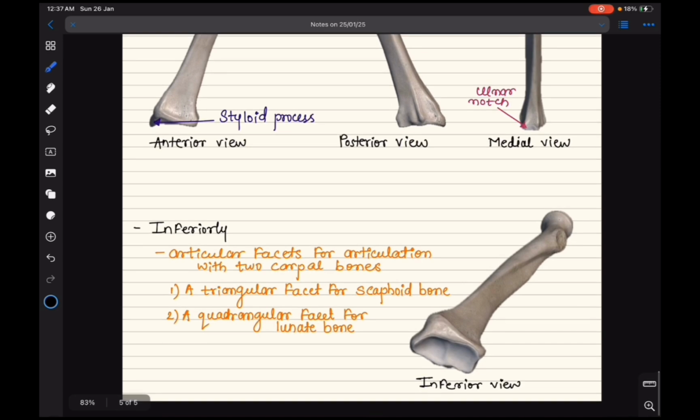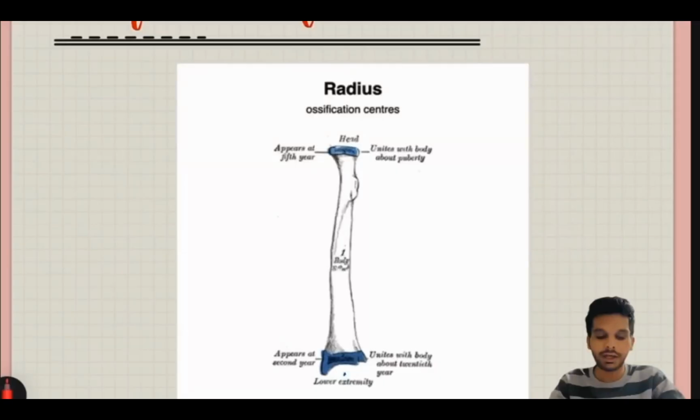Lastly, we have the inferior surface. On the inferior surface, there are two articular facets present for articulation with the two carpal bones. There is a triangular facet for scaphoid bone and a quadrangular facet for articulation with the lunate bone.